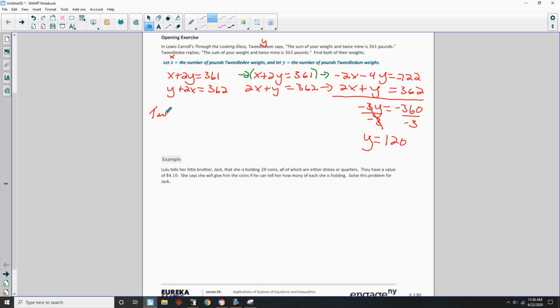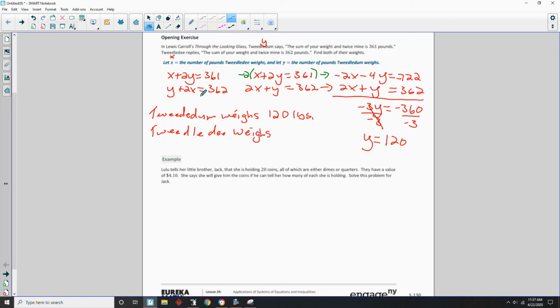So I'd say that Tweedledum weighs 120 pounds. Tweedledee weighs, and now I need to solve for x over here.